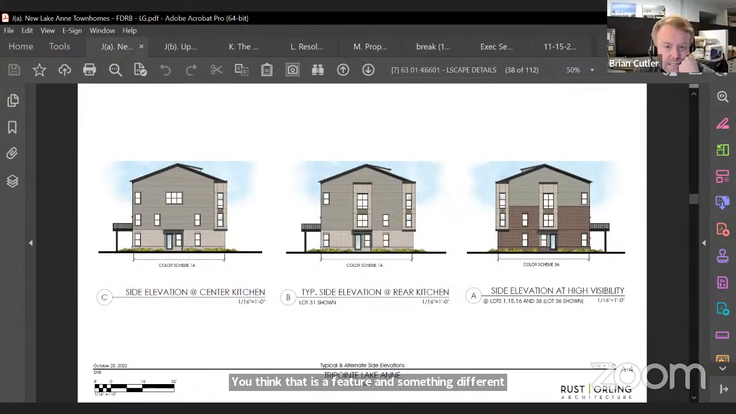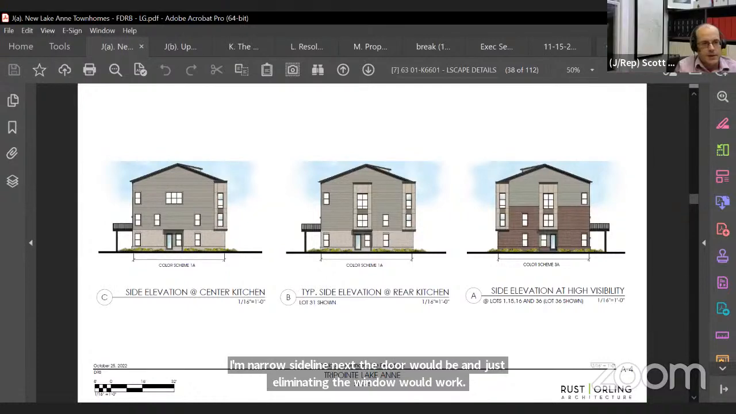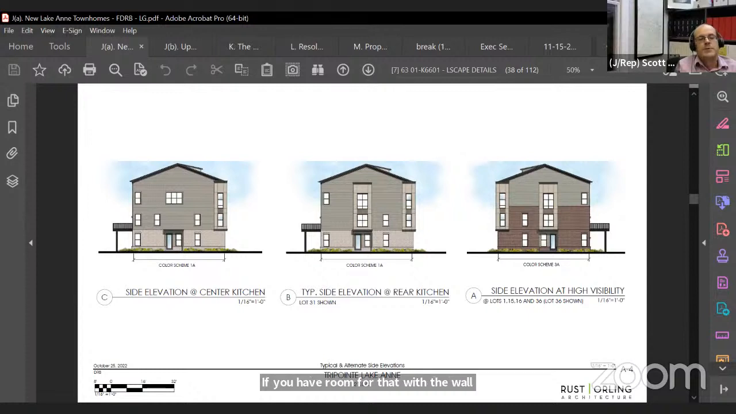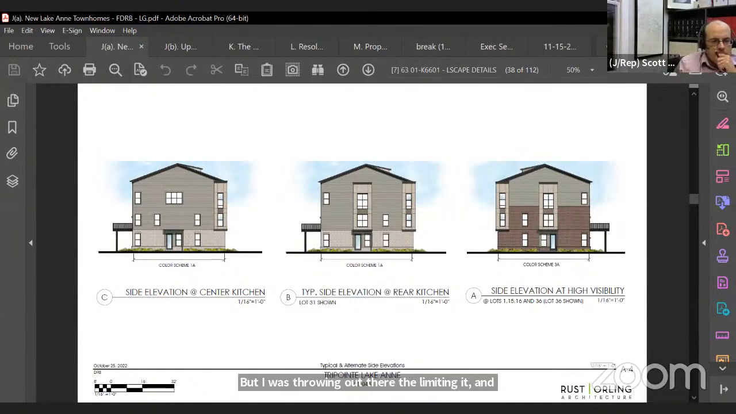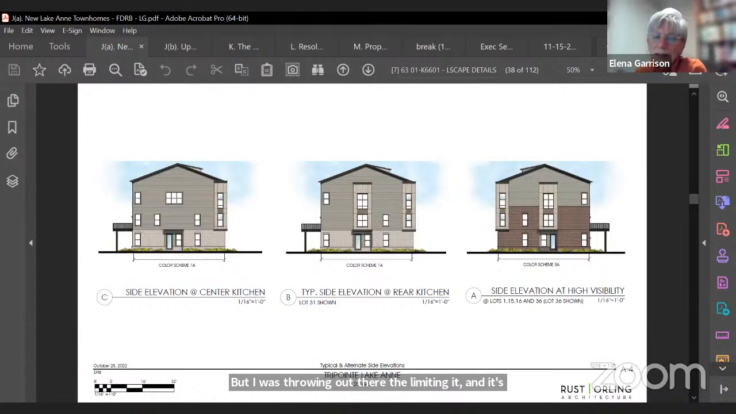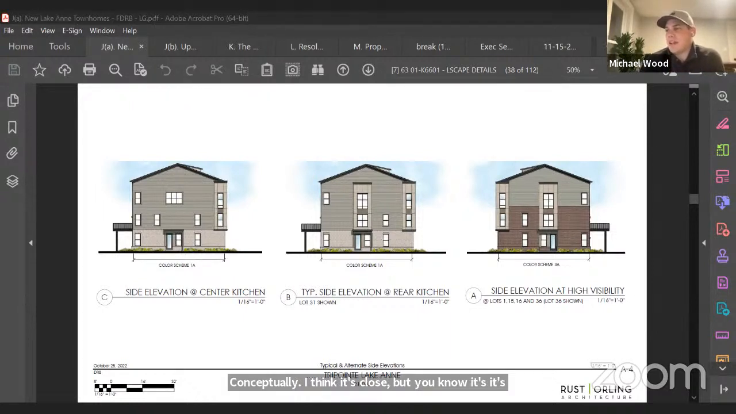Even a narrow side light next to the door, eliminating that window, would work if you have room for that with the wall. The narrow side light, I'm not sure. I was just going to eliminate it and provide siding. Anyway, that's something else to look at, please. Okay. Yeah, conceptually, I think it's close, but I still think there's some tweaking that needs to happen.